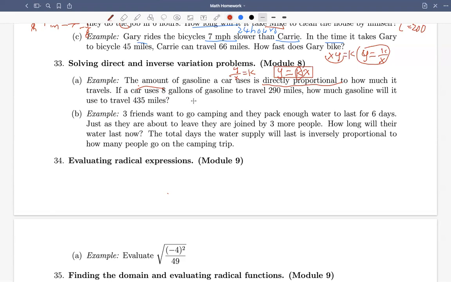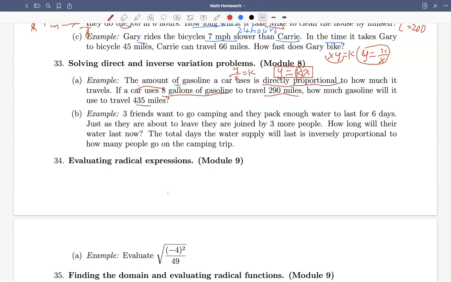So let's see the given data. If a car uses 8 gallons of gasoline to travel 290 miles, how much gasoline will it use to travel 435 miles? So we have these three numbers. How do we use them? So let's figure out which one, y and x, is representing what in this life application.